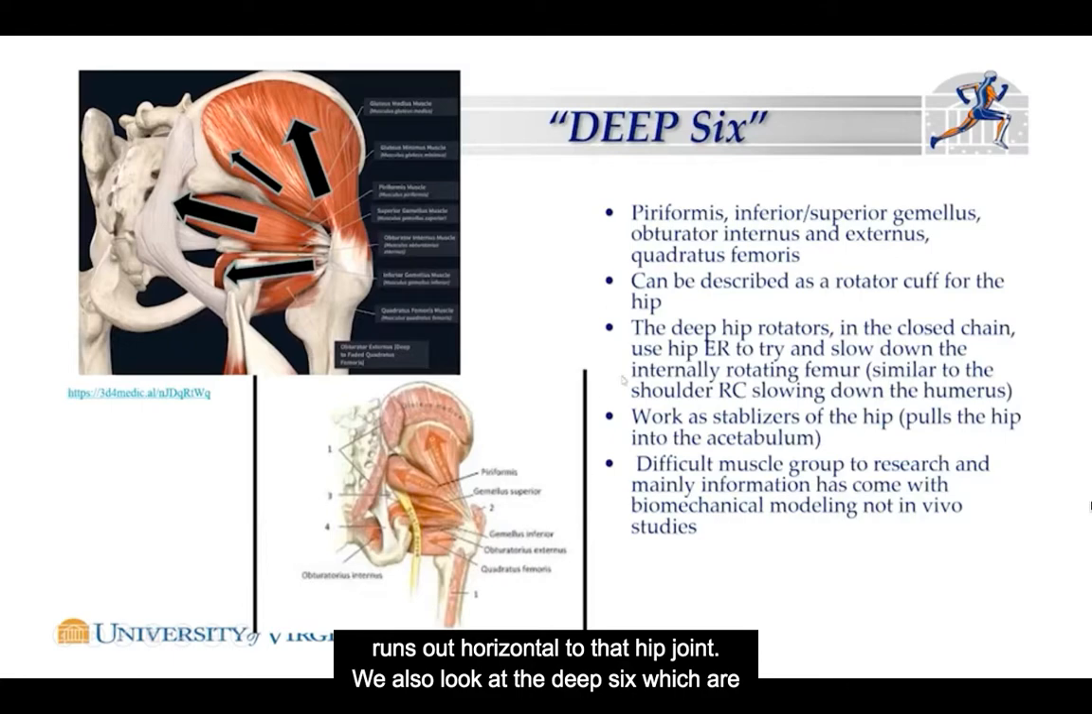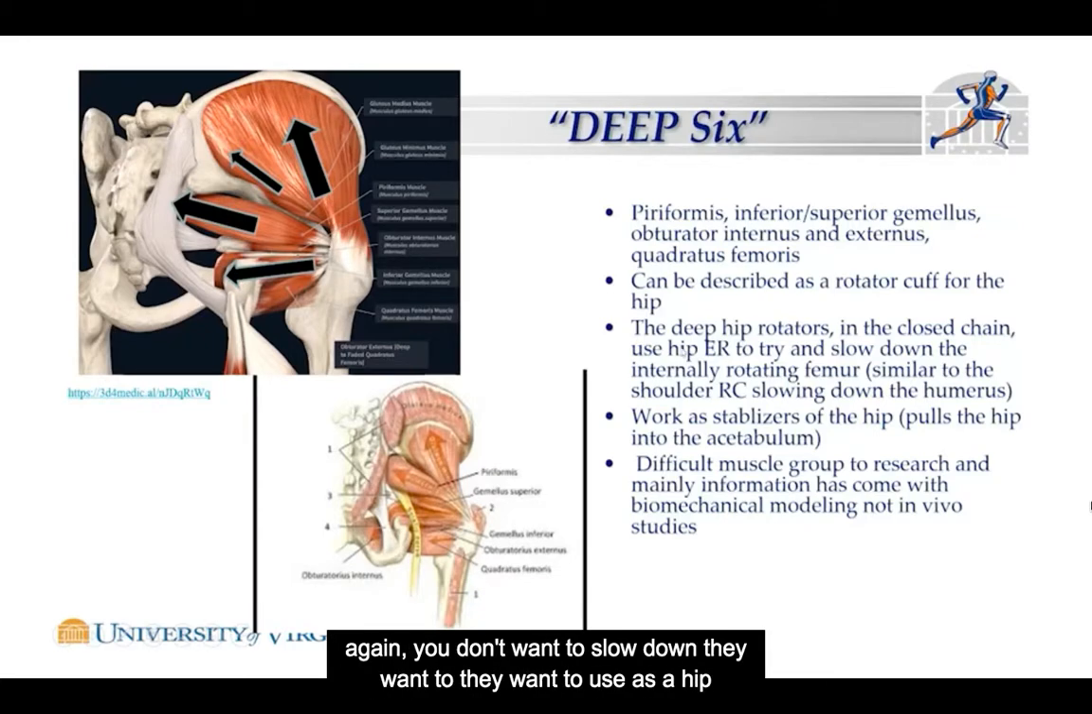We also look at the deep six, which are very important too. So we look at the deep six hip muscles here, where they're coming from. You have your piriformis, your gemelli, your obturators, and your quadratus. A lot of times these are described as a hip rotator cuff, so they have very similar function to what the shoulder rotator cuff does, trying to pull the head of the humerus in and stabilize it into the acetabulum.